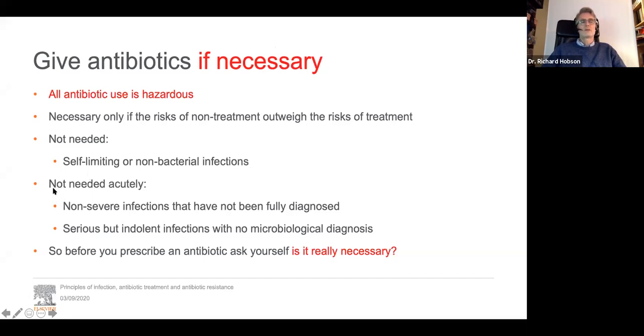And they're not needed acutely in non-severe infections that haven't yet been fully diagnosed, so a sort of PUO situation where a patient isn't particularly ill, and also in serious but indolent infections where there's not yet a microbiological diagnosis, because in those situations, like prosthetic joint infections and so on, the main priority is to get a microbiological diagnosis so you can target the treatment appropriately and use the narrow spectrum antimicrobials that you can. So before you prescribe an antibiotic, you've got to ask yourself, is it really necessary? But of course, if a patient's septic, it's always necessary.